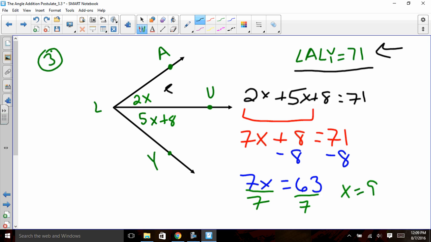So I know that first angle of ALU, or this one right here, is 2 times x. Well, my x is 9, so I'm just going to take 2 times 9, which gives me a value of 18. So that first angle must be 18 degrees.